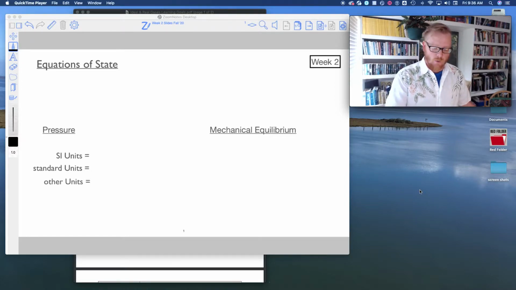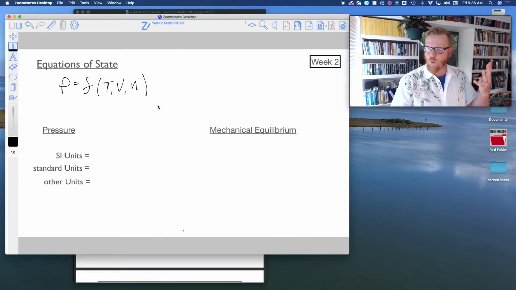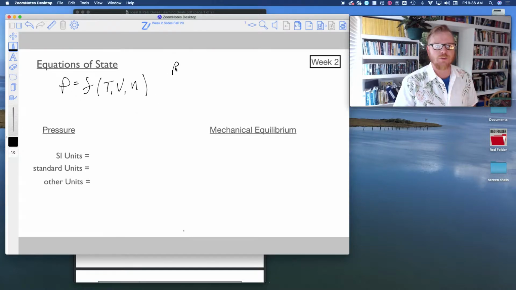Okay, folks. So, equations of state. The concept of the equation of state is that it is an equation that can describe the physical state of a substance. As an example, I can say pressure, P, is going to be some function of T, V, and N, where, of course, P is for pressure, T for temperature, V for volume, and N for number of moles. And so this equation describes 4 variables: P, T, V, and N.